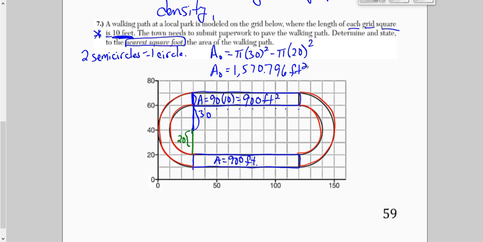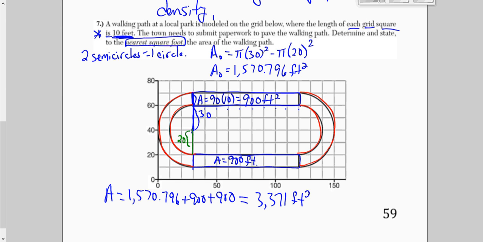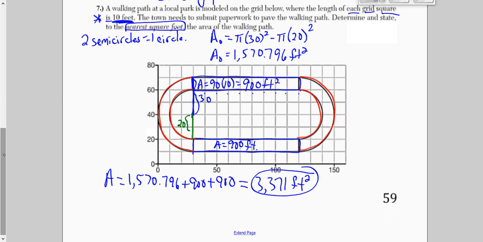So we have to add all these up then. Our total area is going to equal the circle, 1,570.796, plus one of the rectangles, 900, plus the other rectangle, 900. We add those up, you should get 3,371 square feet to the nearest foot. No decimals on that because it said the nearest foot. So that's area of the circle, area of a sector.